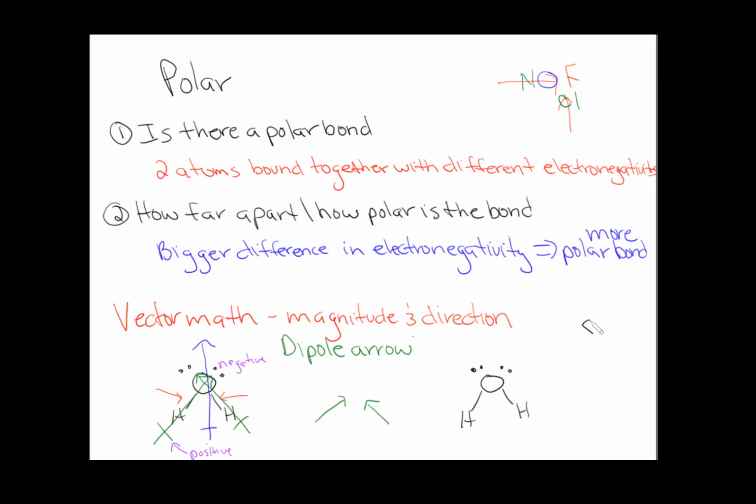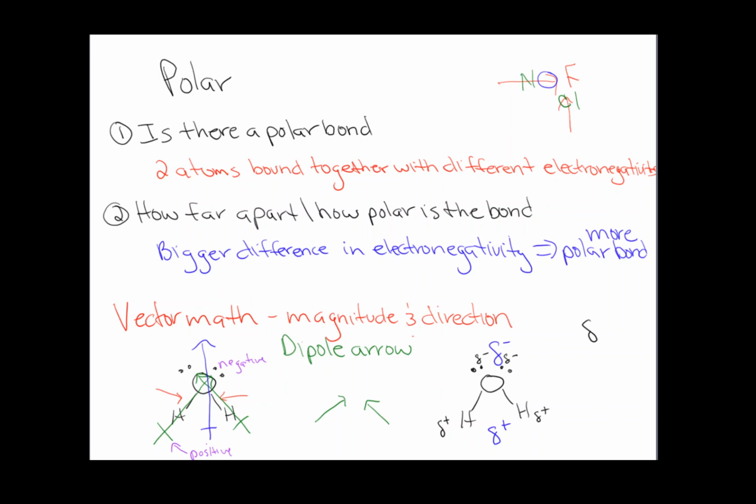This symbol, delta, means partial. So I have a partial positive here, a partial negative up here, a partial negative up here, and a partial positive there. And if I look at the whole thing overall, I would have a partial negative up there and a partial positive down there. Either way you draw it is absolutely fine. But that is talking about the polarity of those bonds.